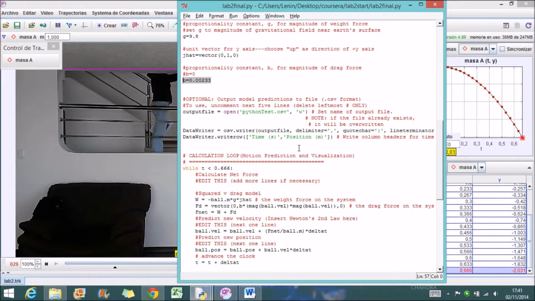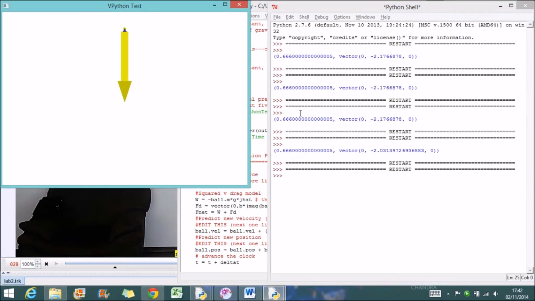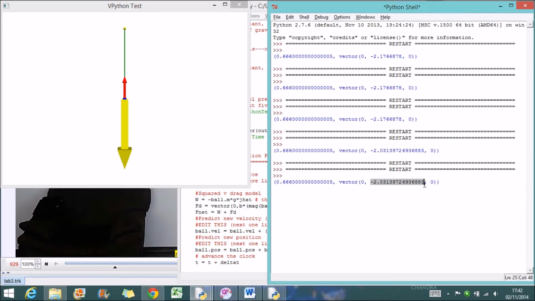The second model considers the drag force. Therefore, we must find the constant b. In this case, it equals 0.00233. Here we can see the drag force vector. The y component equals b times the square of the final speed. We observe the graph. The red vector is the drag force and the yellow vector is the weight. And we can observe the new final position.